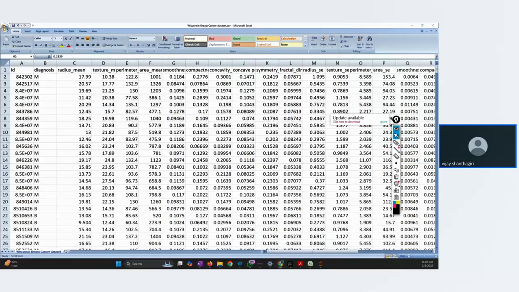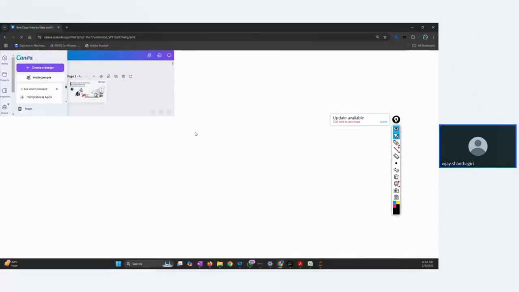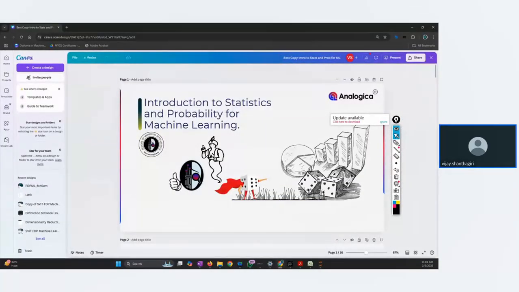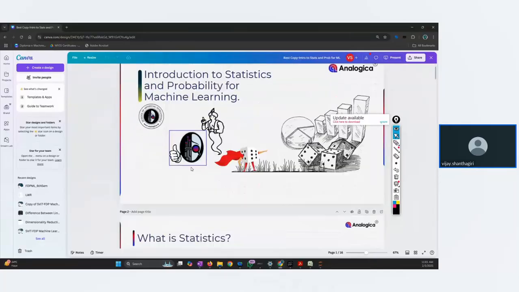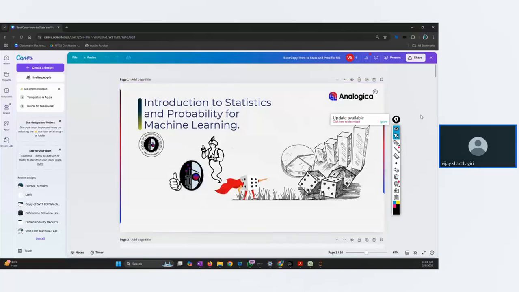in fact, why not? Let me pull out my best presentation for somebody who wants to get introduced to statistics. I want you to understand statistics in a very different way. So, hopefully this is visible: Introduction to statistics and probability for machine learning. It's simple. I'm not going to take much time.